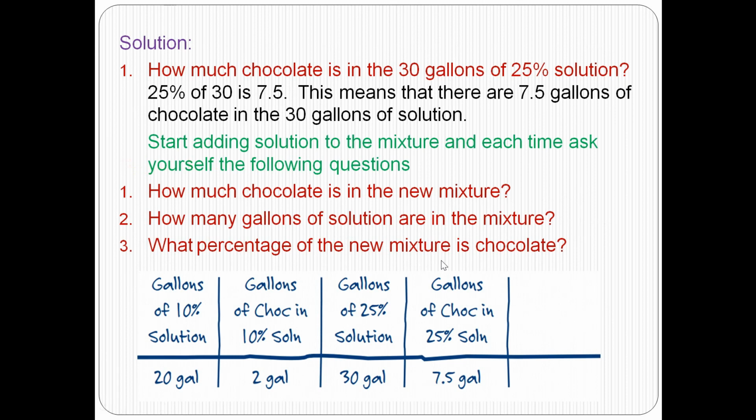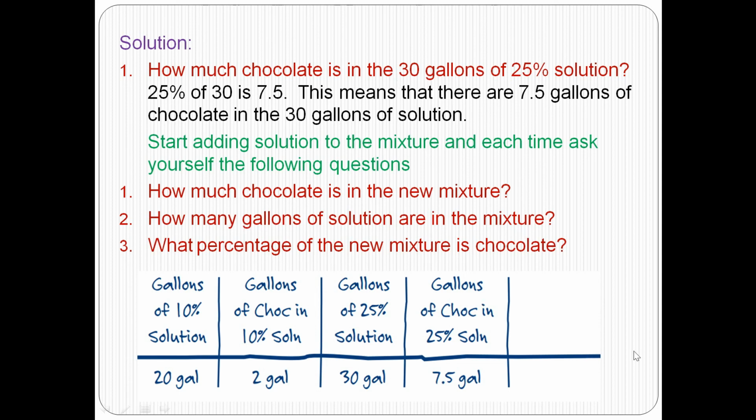So the first question you need to ask yourself: how much chocolate is in the 30 gallons of the 25% solution? 25% of 30 is 7.5. This means 7.5 gallons are chocolate and the rest are milk. And we will need this information to start our table.